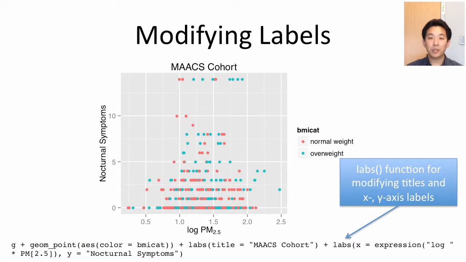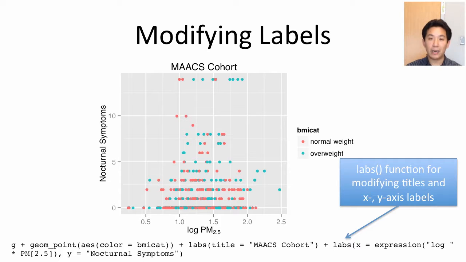You can modify the labels with the labs function. The labs function here I've called a few different times. I've added on to my basic plot. So the g object, remember, is just the data frame plus the x and y coordinates. Here I've added the geom_point function, and I've assigned the color variable to BMI category. So now the 2 different BMI categories are in 2 different colors.